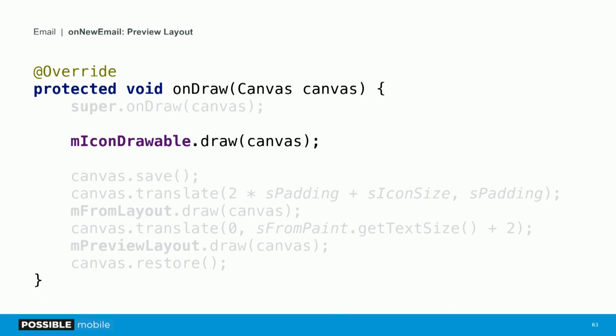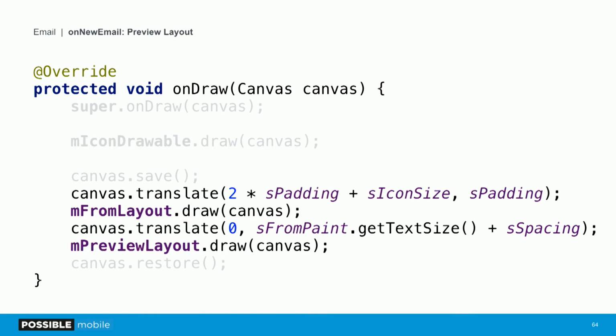In this case, rather than telling the canvas to draw a drawable, the drawable knows how to draw itself. So all we need to do is give it that canvas. So we're going to do that here. What's important to note is that the bounds have to be set for this to draw in the right location on that canvas, which is why we did it ahead of time.